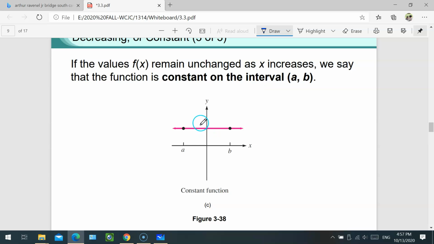When the function between a and b just remains on a horizontal line, so it's flat, it's a constant line, we call the interval between a and b constant on the interval.